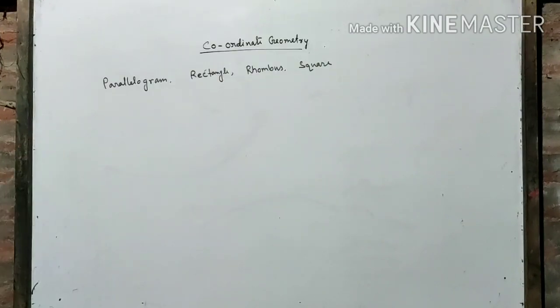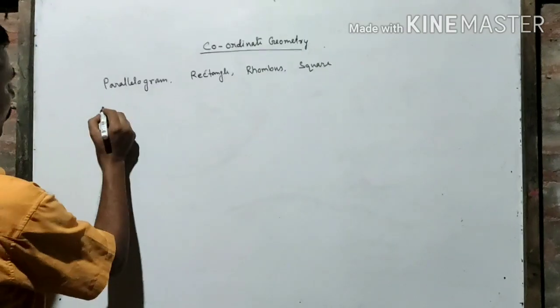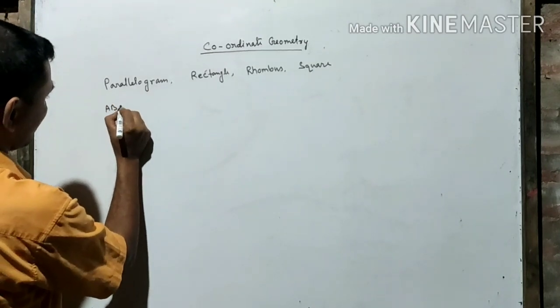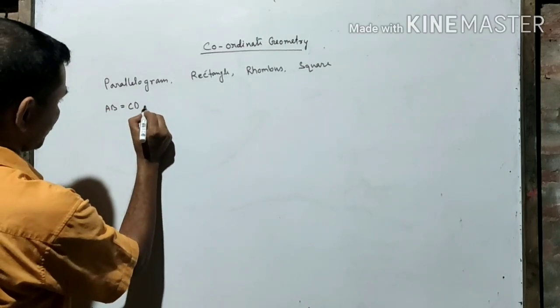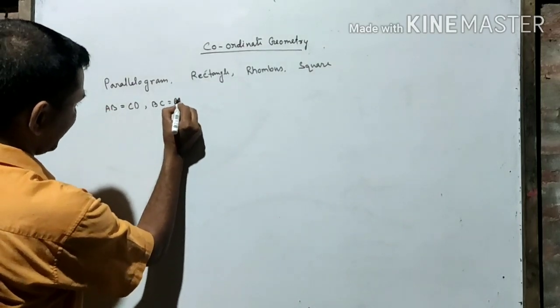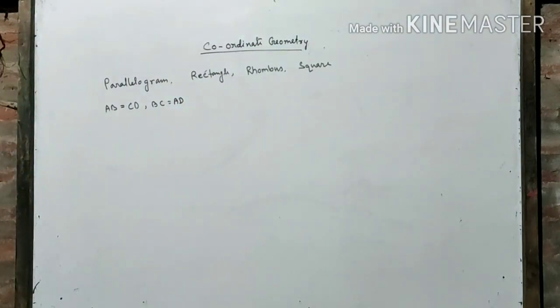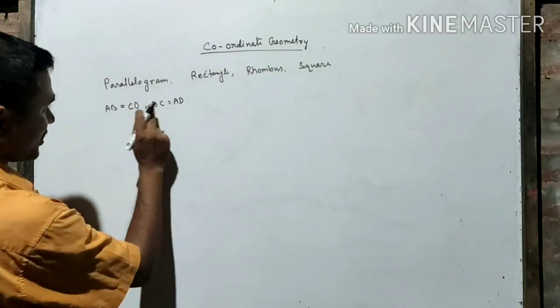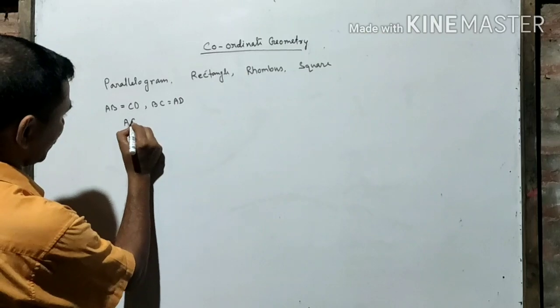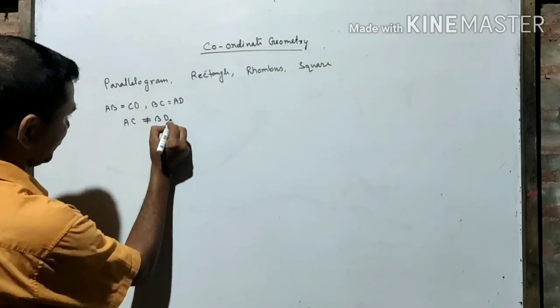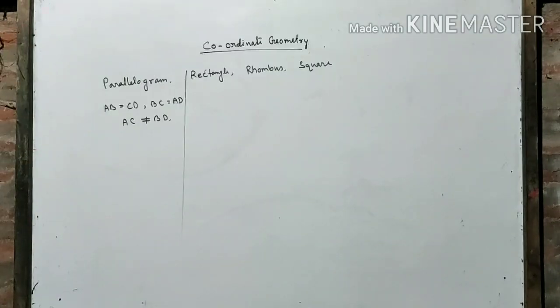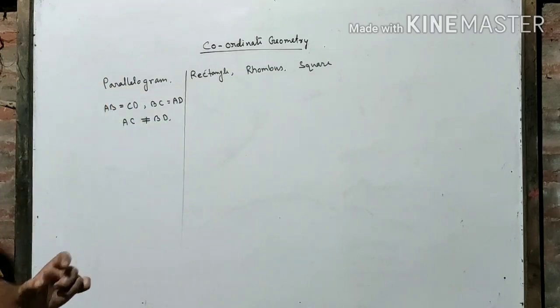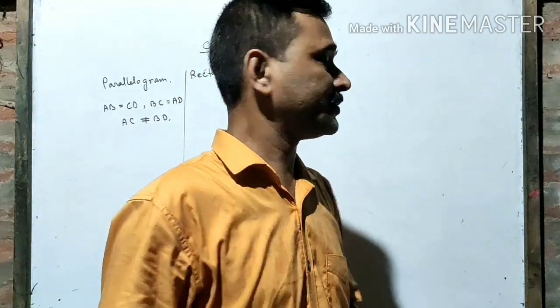So what is a parallelogram? Parallelogram means samantali. So a parallelogram is a quadrilateral whose opposite sides are equal. AB is equal to CD, BC is equal to AD. If ABCD is a quadrilateral and opposite sides are equal and the diagonals are unequal, AC not equal to BD, then the quadrilateral ABCD will be called a parallelogram. Okay. Opposite sides are equal and diagonals are unequal.